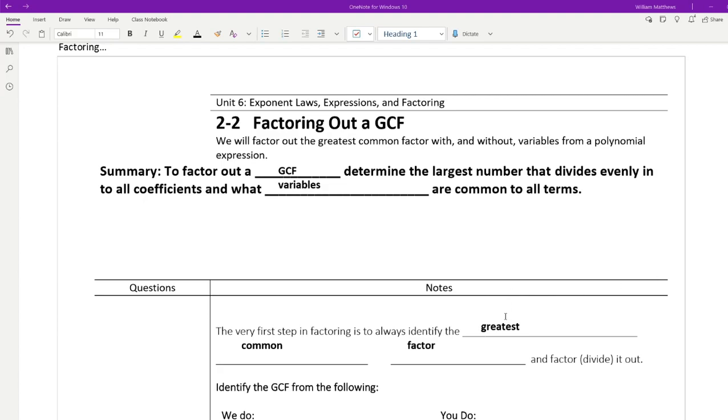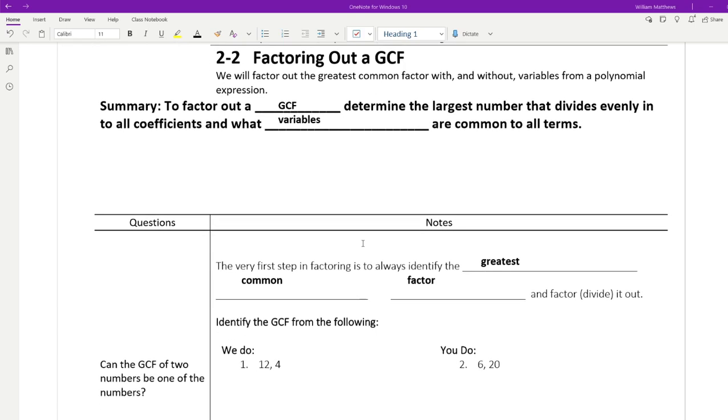Today we'll be learning how to factor out the greatest common factor of a polynomial. First, to factor out a greatest common factor, determine the largest number that divides evenly to all coefficients and what variables are common to all terms. Now we ask for it to be evenly so that we can have whole numbers that we are working with instead of decimals or even fractions. But those are possible. But we'll learn that in a later lesson.